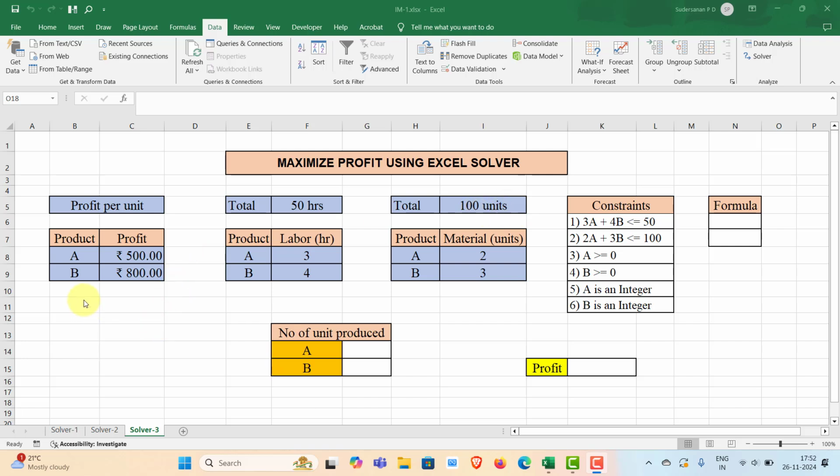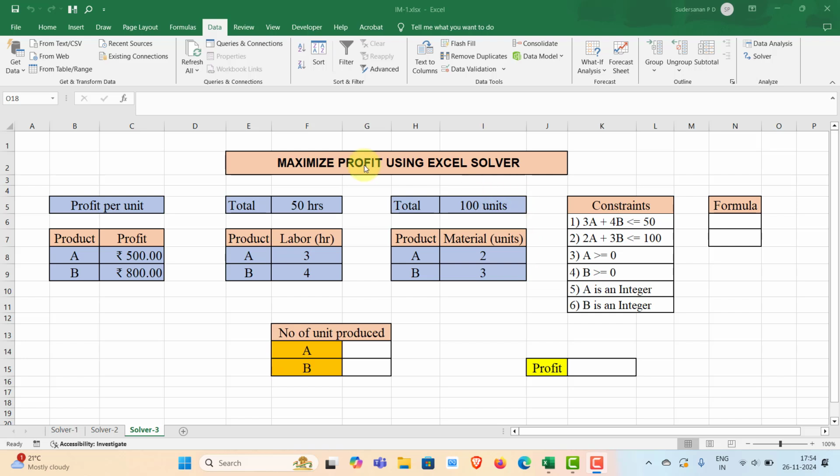The problem is to adjust the production rate of these two items in such a way that you will get the maximum profit. I have listed a few details here. There are two products. Product A fetches 500 rupees profit if it is sold, and B 800 rupees. So B is getting a maximum profit. But for the production of B, 4 hours of labor and 3 units of raw material are required, whereas A requires only 3 hours of labor and 2 units of raw material.